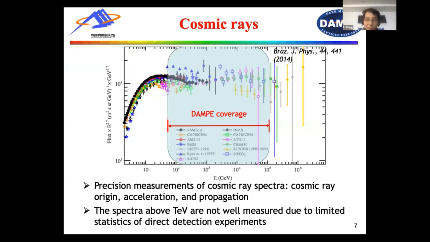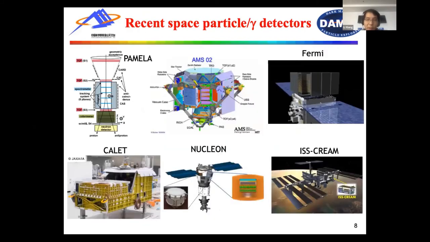The other important scientific problem is the origin, acceleration, and propagation of the cosmic rays. As I just said, the space-based dark matter experiments actually observe cosmic rays, so they naturally also aim at cosmic ray physics. And there are quite a few excellent space cosmic ray and gamma ray experiments in recent years, including PAMELA, AMS, Fermi, CALET, and so on.